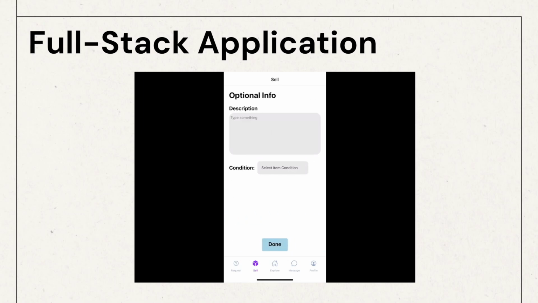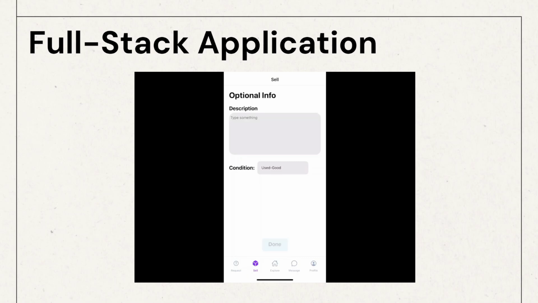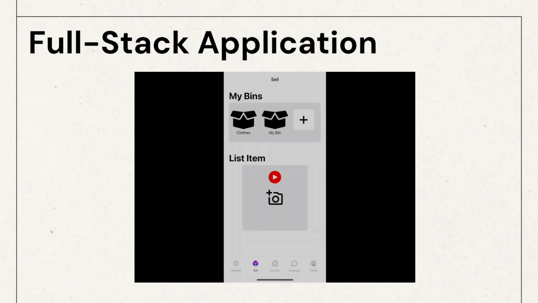Here, Jane can optionally add more information about her listing. Since she already likes the tags generated by Thrifty, she skips the description and selects the quality of her item. Clicking Done brings her back to the main sell page.